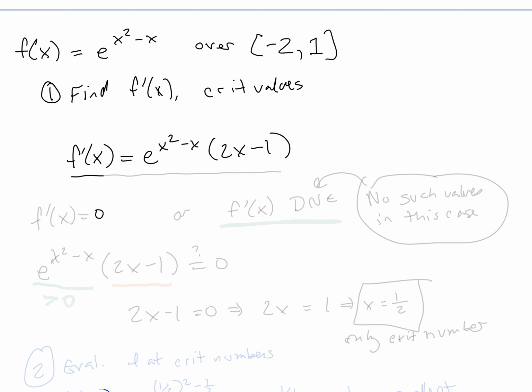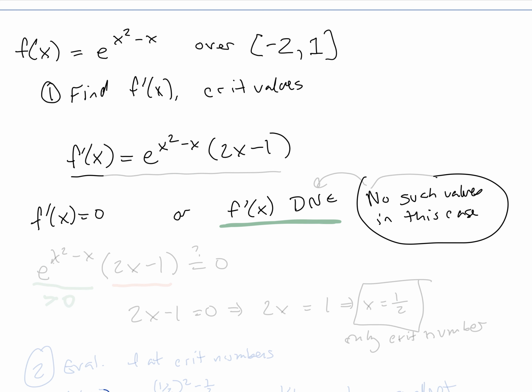So are there any critical values? Again, those would be places where f prime of x equals 0 or f prime of x does not exist. So maybe the easy one first. This never happens in this situation. E to the something is always defined. 2x minus 1 is a polynomial, so it's always defined. No such values in this case. F prime of x is always defined for all possible values of x, so we don't have to worry about that.